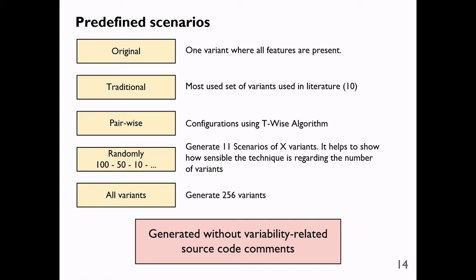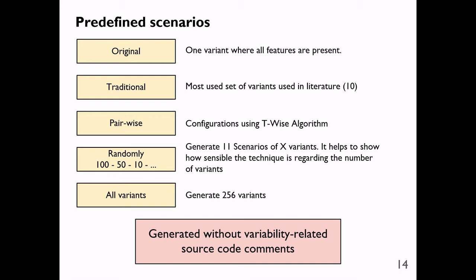Also, we have the random scenario, and it is important because it consists of generating 11 scenarios of X variants, and it helps to show how sensitive the technique is regarding the number of variants. And finally, a scenario with all the variants. This scenario is important because it helps to show the scalability of the technique.